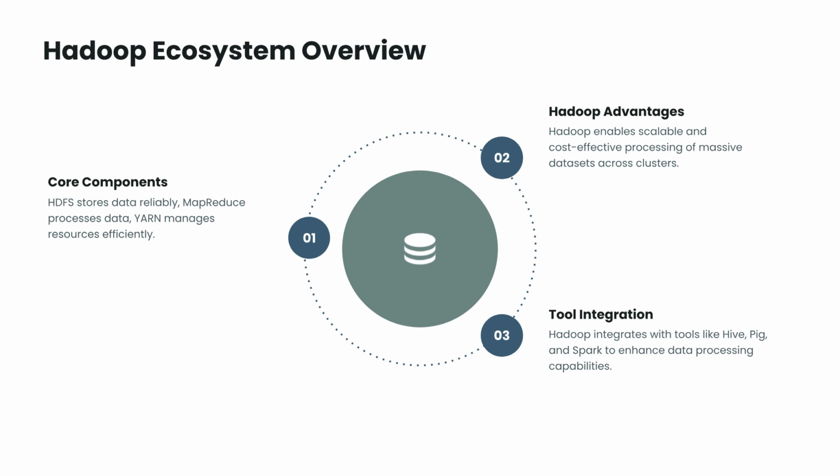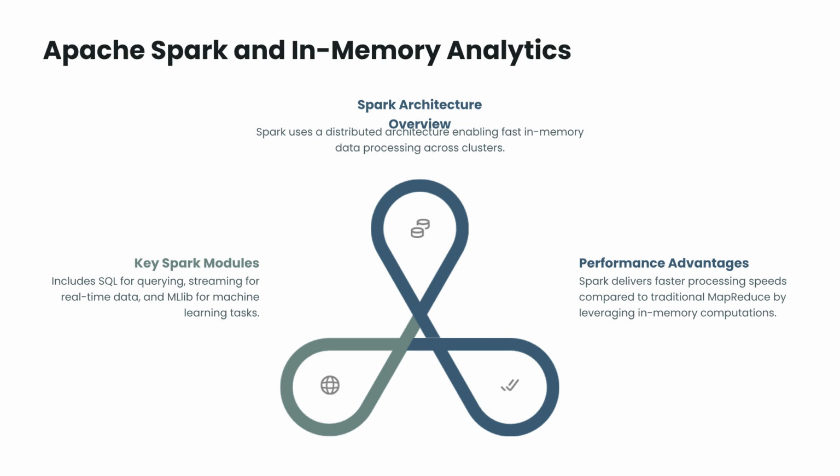The Hadoop ecosystem includes HDFS for storage, MapReduce for processing, and YARN for resource management. Hadoop offers scalable, cost-effective processing and integrates with tools like Spark. Apache Spark uses a distributed architecture for fast in-memory data processing. Its modules include SQL, streaming, and MLlib. Spark's performance advantages surpass traditional MapReduce.